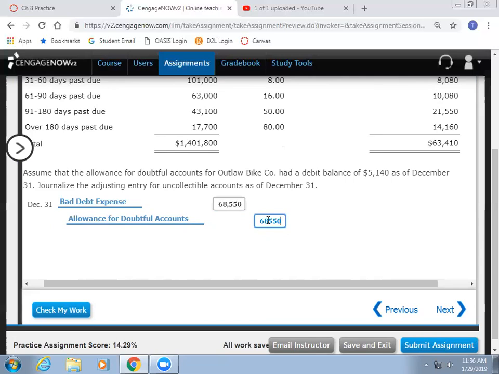Okay, so that's a good thing to have in your notes. Allowance for doubtful accounts has an existing credit, subtract from your desired balance. If it has an existing debit balance, add to your desired balance.